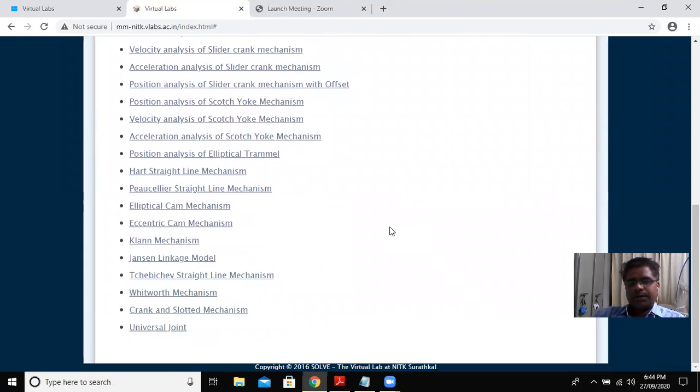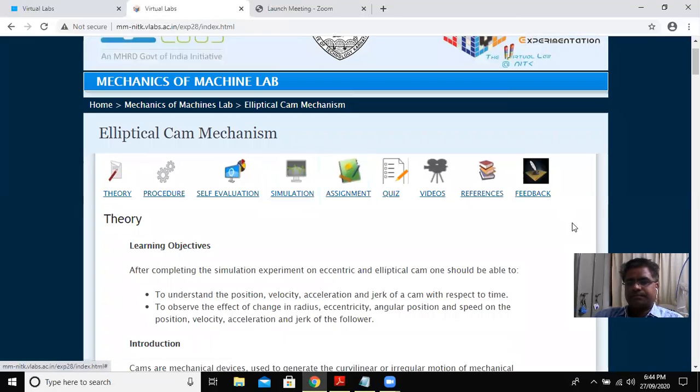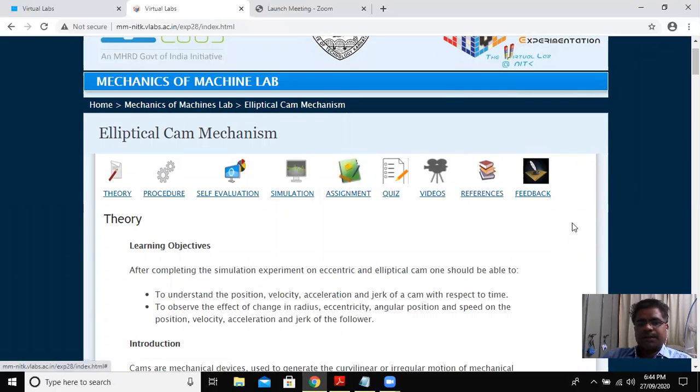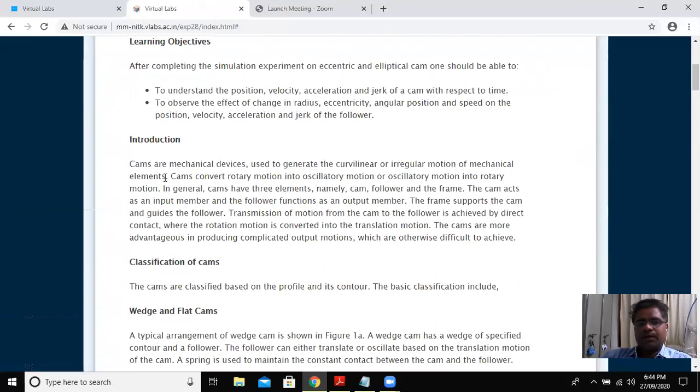So according to our syllabus of theory of machines 2, I think these two will be applicable: elliptical cam mechanism and eccentric cam mechanism. So let us see first elliptical cam mechanism. So this is our theory part. In theory, everything is available.